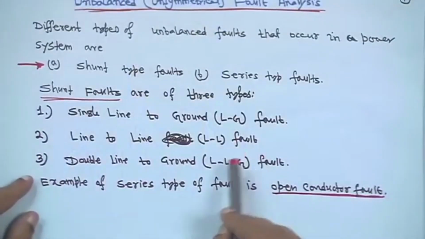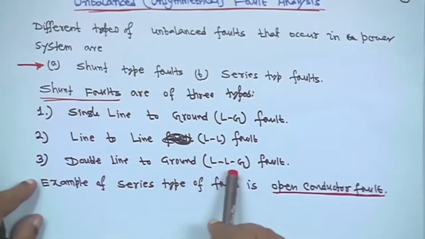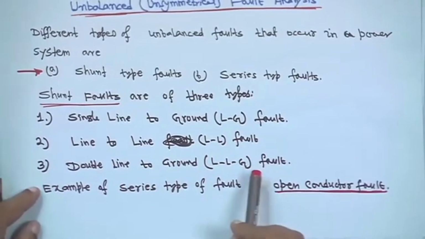Okay. So, in the previous class we ended with that unbalanced or unsymmetrical fault analysis, right. So, different types of unbalanced faults that occur in a power system: one is called shunt type fault, another is series type of faults. Shunt faults are of three types: single line to ground fault, that is LG fault, then line to line fault, LL fault, and double line to ground fault, that is LLG fault.